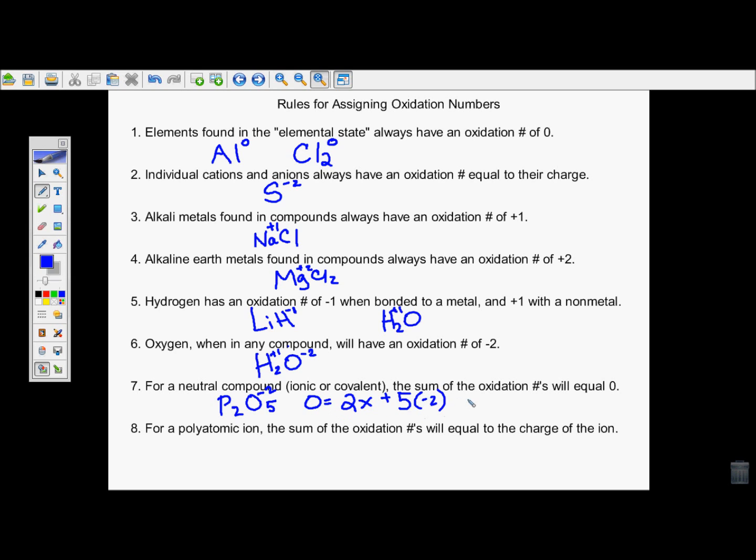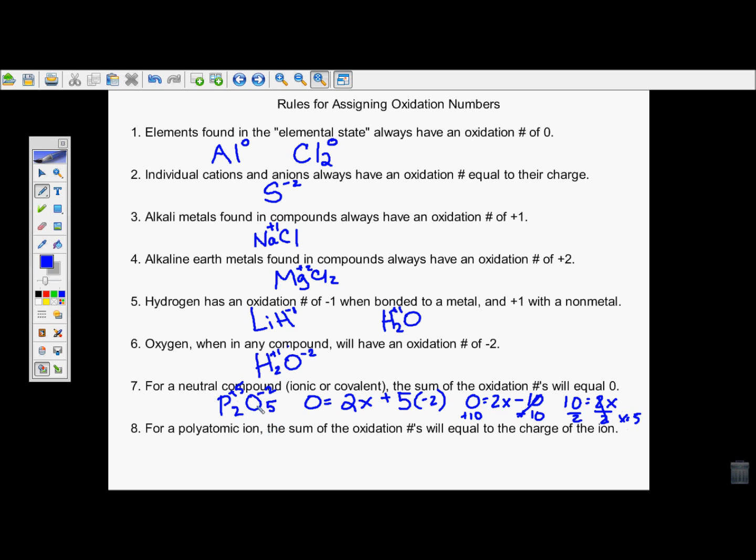So you get 0 equals 2x minus 10, because 5 times -2 is -10, and so plus a -10 is the same thing as saying minus 10. So we need to get the x by itself to solve for it, so you must add 10 to both sides, giving you 10 equals 2x, divide by the number next to the letter, and you get that x equals 5. So that means that the oxidation number of phosphorus is +5.